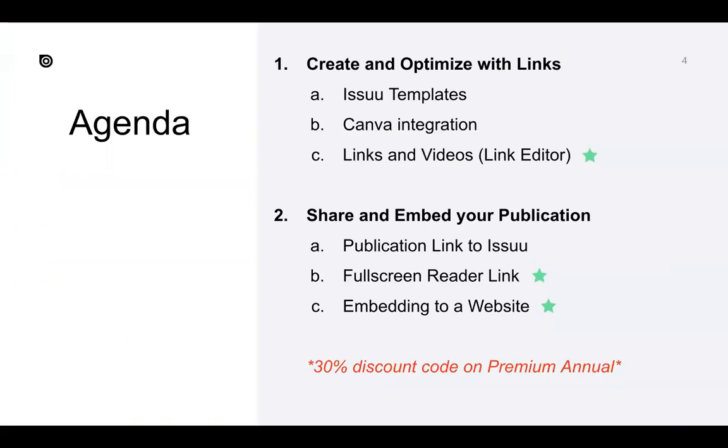So the agenda for today, we will be talking about how to create your content and how to optimize it with links. So I will be covering the Issuu templates that we have on Issuu, the new Canva integration, so you can send documents directly from Canva, and we will also be talking about how to add links and videos. So on Issuu, we have our own link editor, but in case you add the links directly inside of the PDF, that's also possible to make the links live. And we will also be talking about sharing and embedding of your publication.